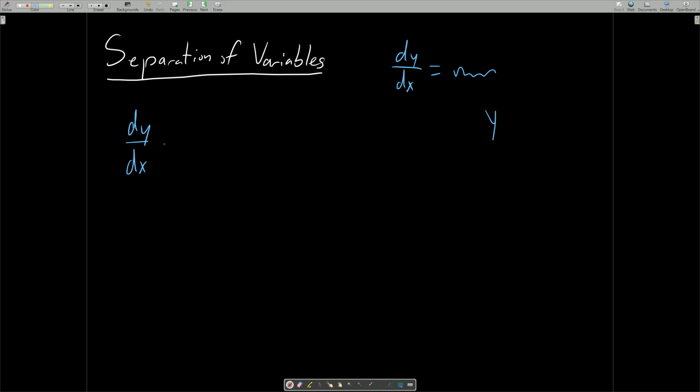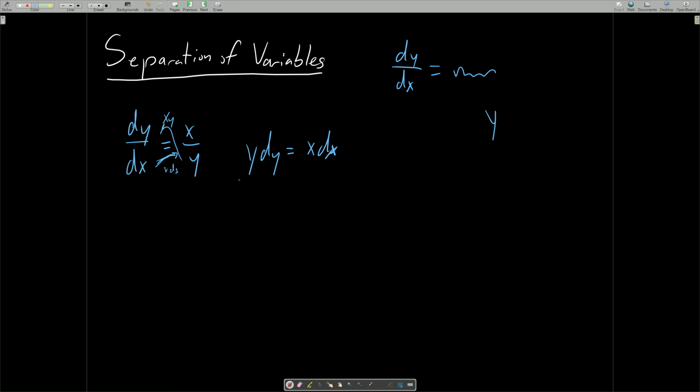We have dy over dx equals x over y. Now how do we solve for what y is? You put all the y's on the left side and all the x's on the right side. So I'd multiply this by y and multiply by dx to get y dy equals x dx, right?